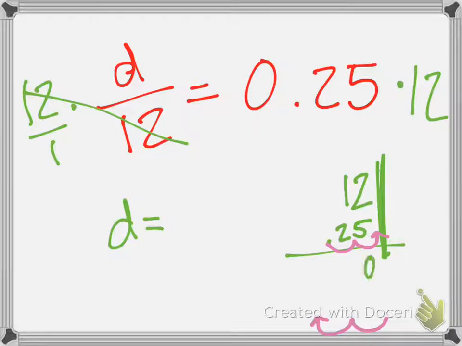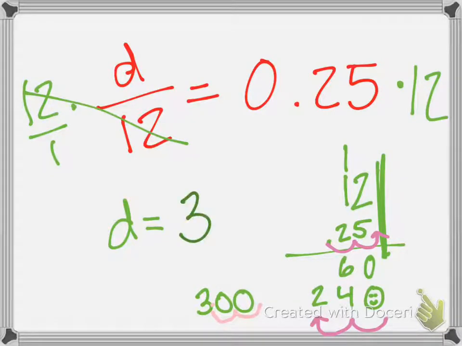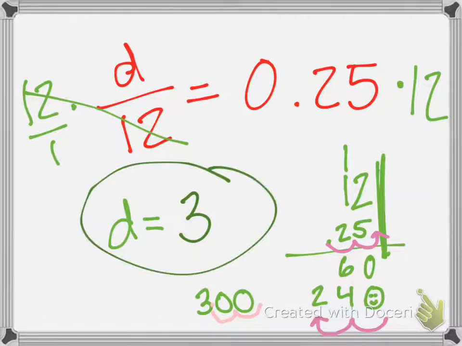5 times 2 is 10. 5 times 1 is 5. We make it a 6. Our magic 0. 2 times 2 is 4. 2 times 1 is 2. We get 300. But we need to move our decimal back, which means D is equal to 3. Excellent. That's how we solve it.